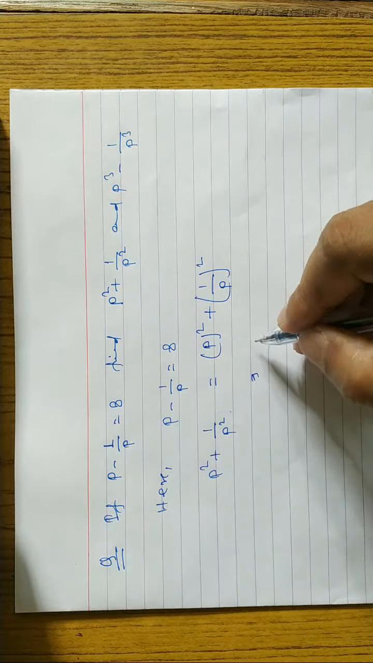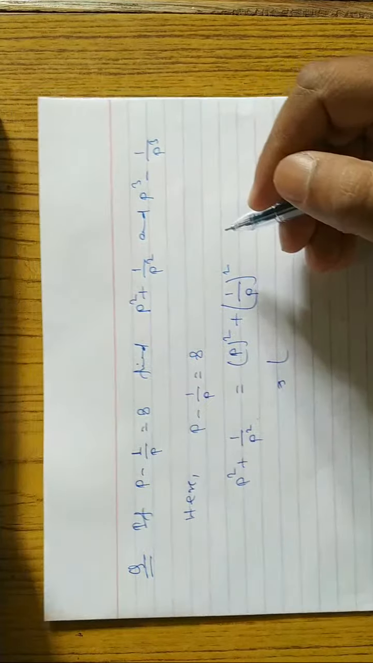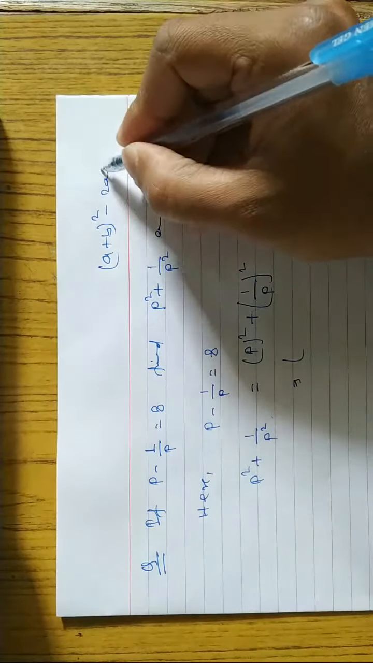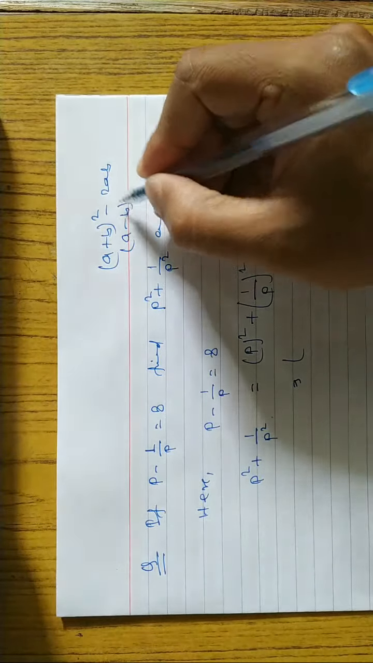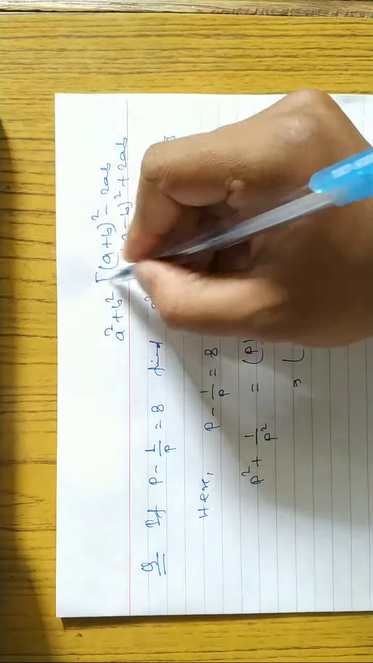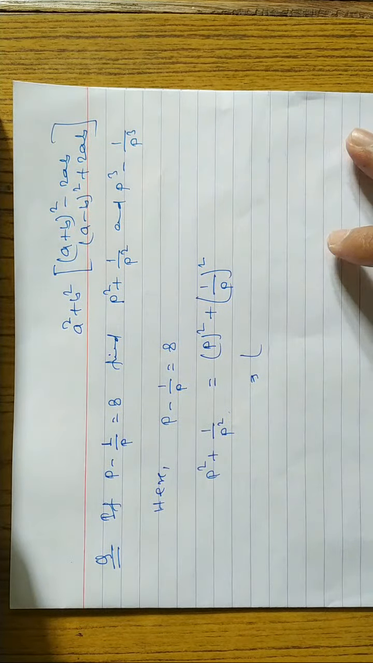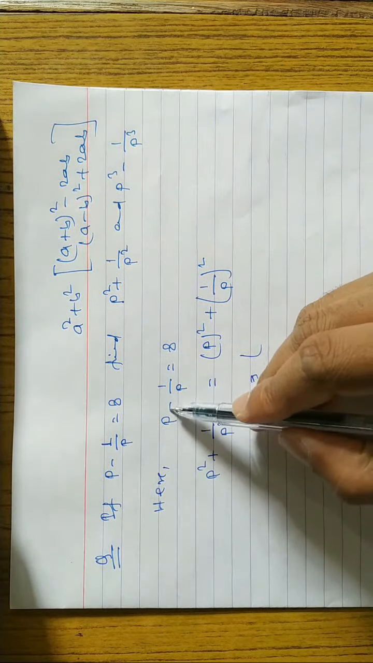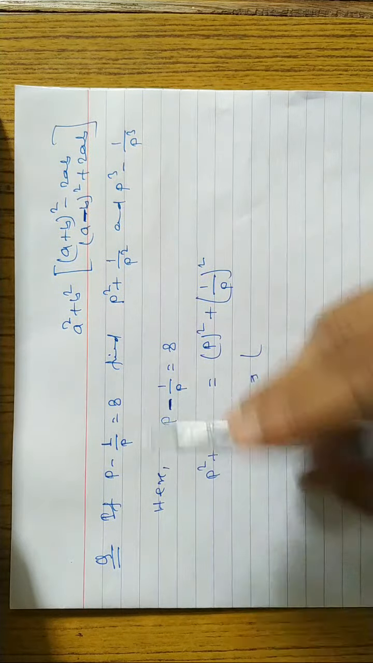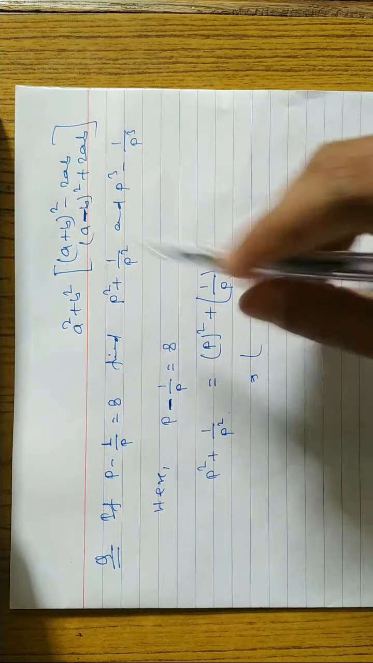Now what is the formula of a square plus b square? We have two formulas. I will write here the formula a plus b whole square minus 2ab, and the next formula is a minus b whole square plus 2ab. Which formula we have to use is decided by the given values. Here minus is given, so this formula we have to use. If plus is given, as in the previous question I did, we have to use this one. Okay, now which one we have to use?